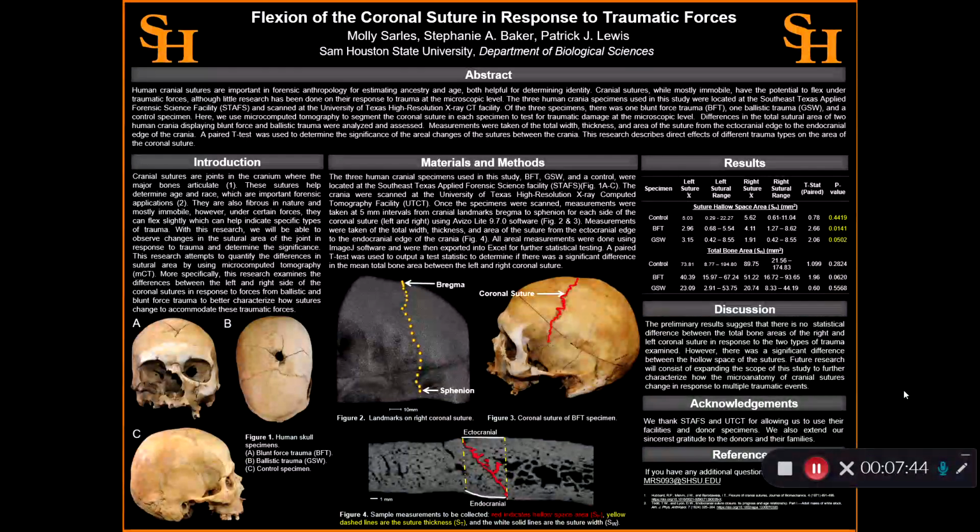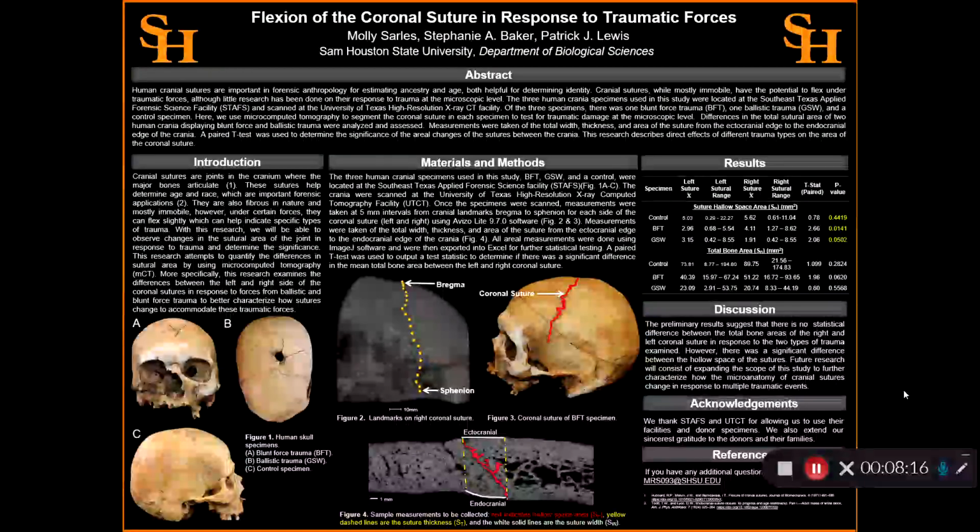So we would like to do future studies and future research to determine the difference between these traumas. We only looked at the difference between the left and the right side of the crania, but we would like to know in the future how this changes between types of trauma. And we're wondering if we can actually determine what type of trauma simply from these micro-computed samples.